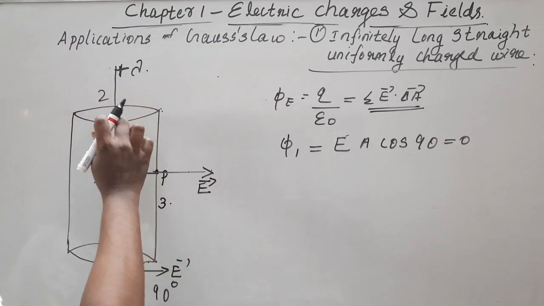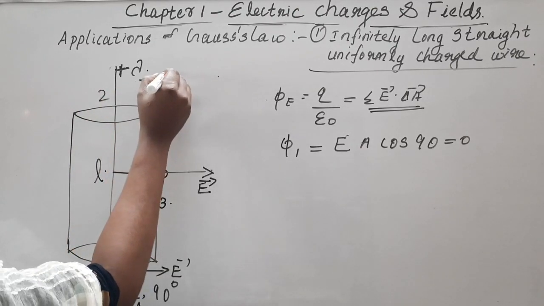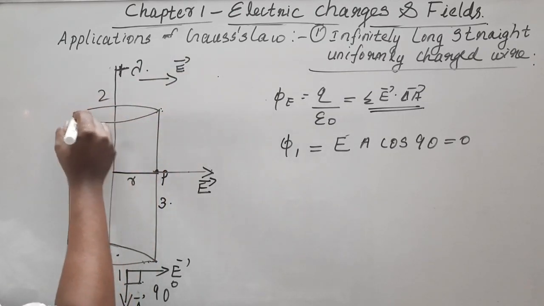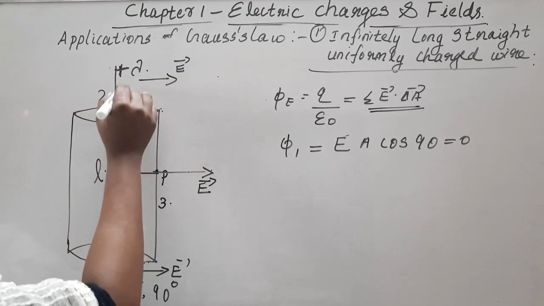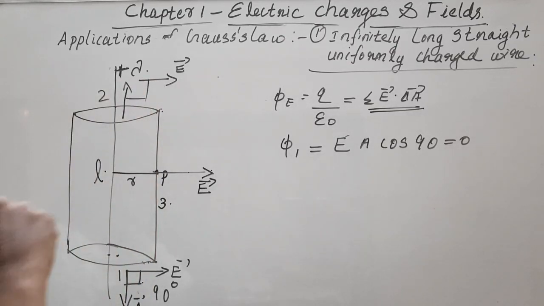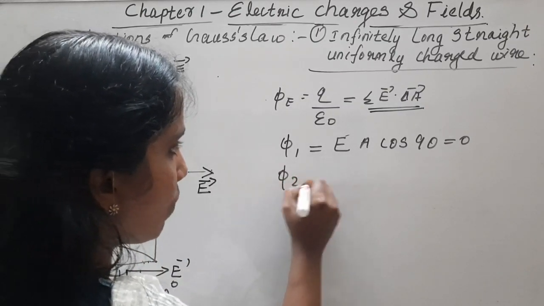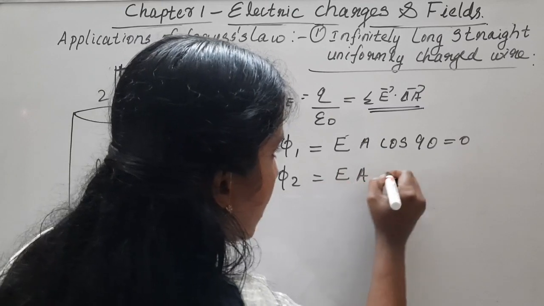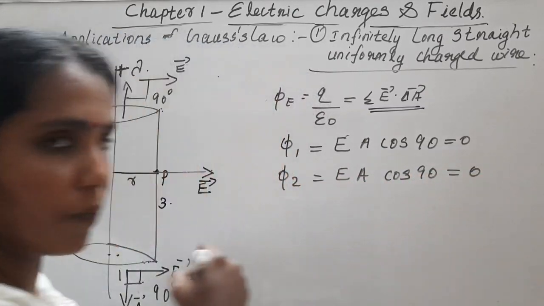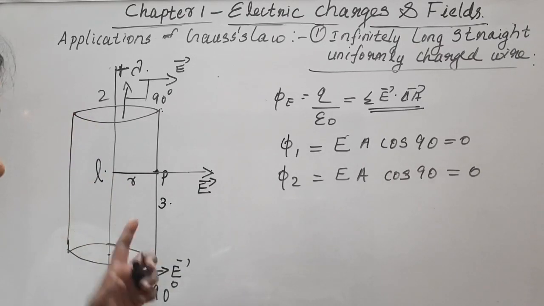Similarly, when we find the flux at this surface, here also the electric field is in this outward direction, and for this surface its area vector is in this direction. So here also this angle comes out to be 90 degrees, and when we find the flux phi 2, that also comes as EA cos 90, that is 0. So flux through surfaces 1 and 2 is 0.